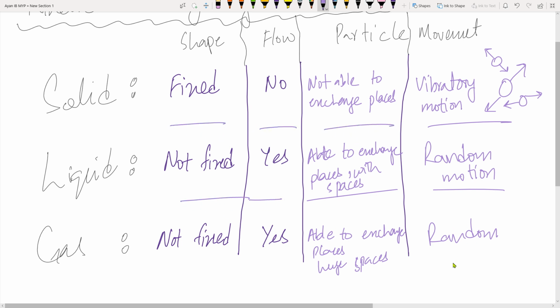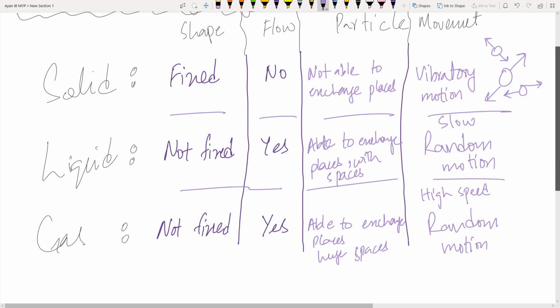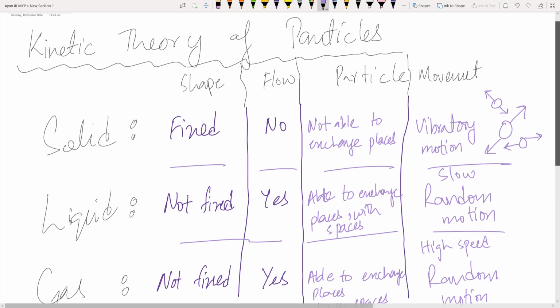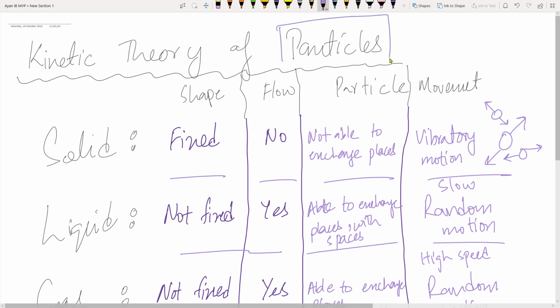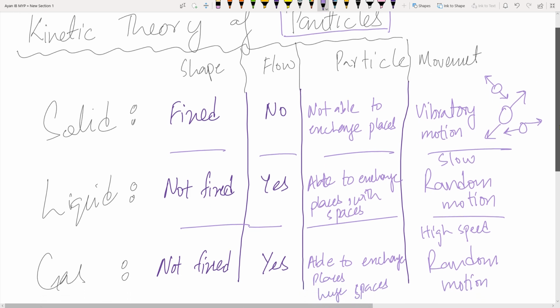So over here, this is also going to be random motion, but I'm going to call it high speed random motion, right? There are very high speeds compared to this, which is going to be slow random motion, and this is fixed, so they're just vibrating, not moving at all. They're not exchanging places, right? So now this is how we describe matter in its three states in the form of particles. This is what we call the kinetic theory of particles, and this explains the behavior of particles.